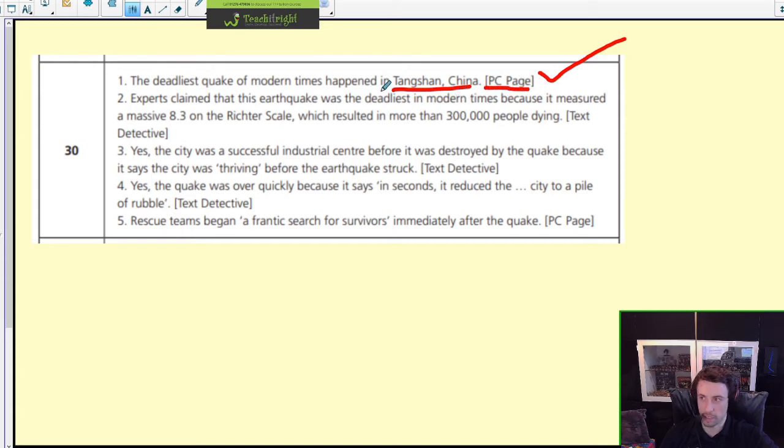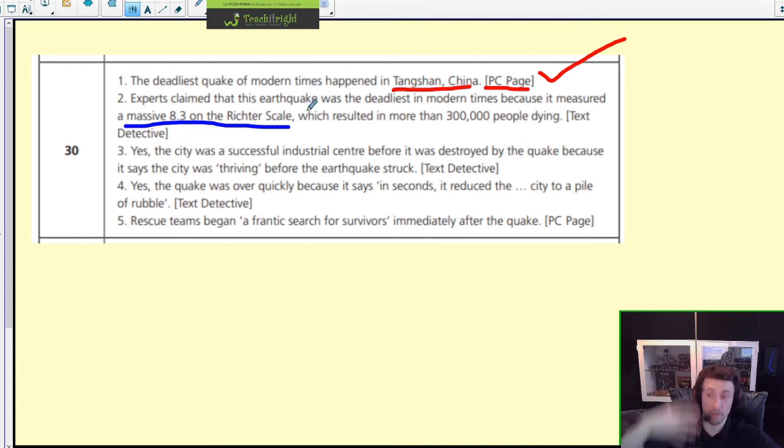So there's PC page. Number 2, experts claimed this earthquake was the deadliest in modern times because it measured a massive 8.3. So the fact that it's massive, you can infer that 8.3 must be a large number. You never know. Is that 8 out of 10 or 8 out of 100? Well, the clue massive gives you that information, telling you that's a very large result. And it resulted in more than 300,000 people dying. Now, what I would say is if you're going off the fact that it was a massive 8.3 on the Richter scale, that's definitely inference.